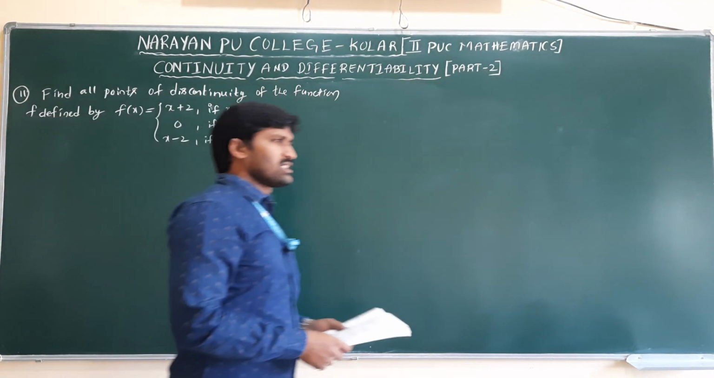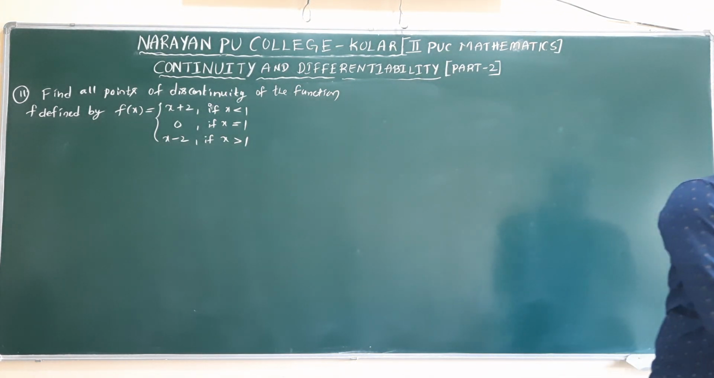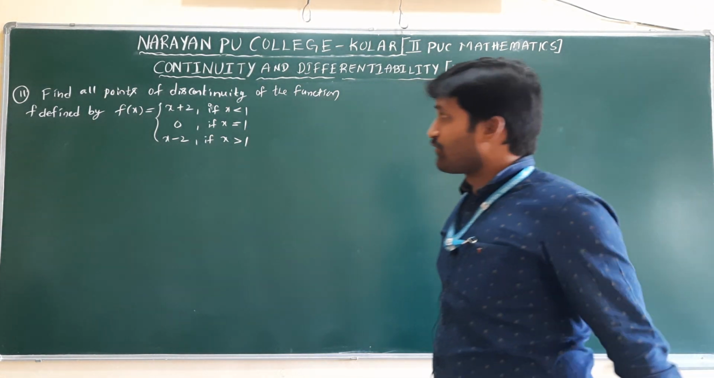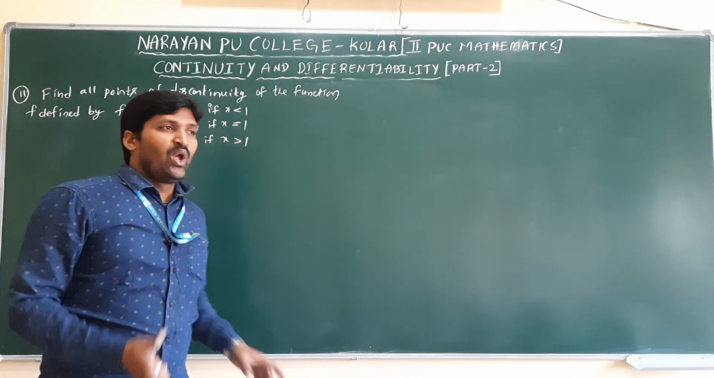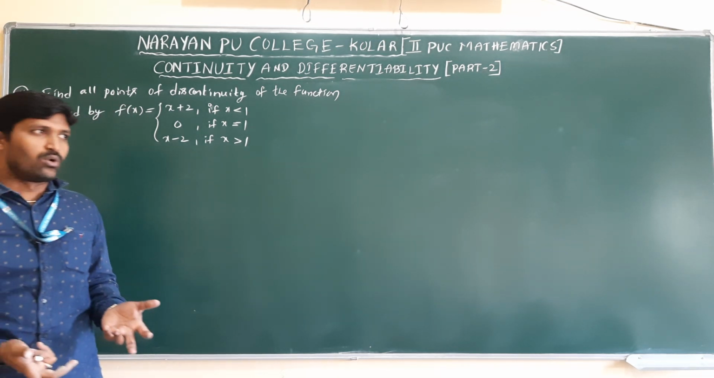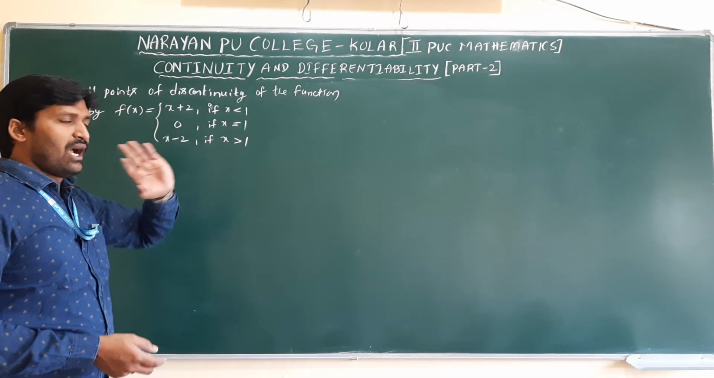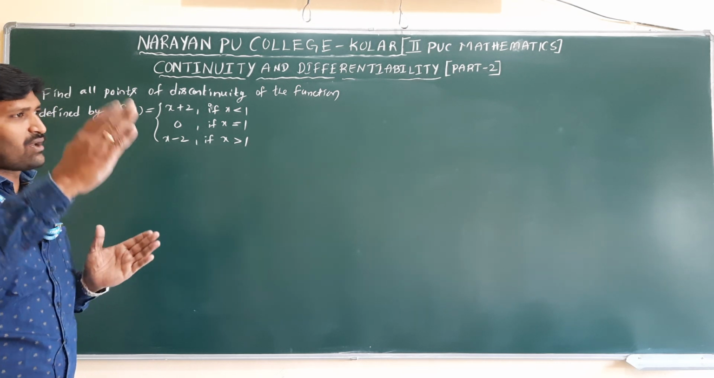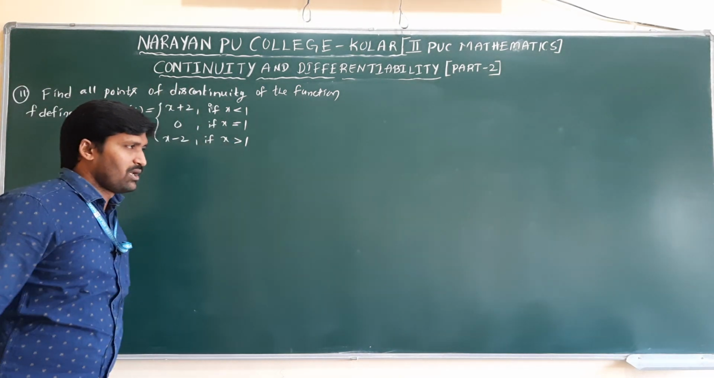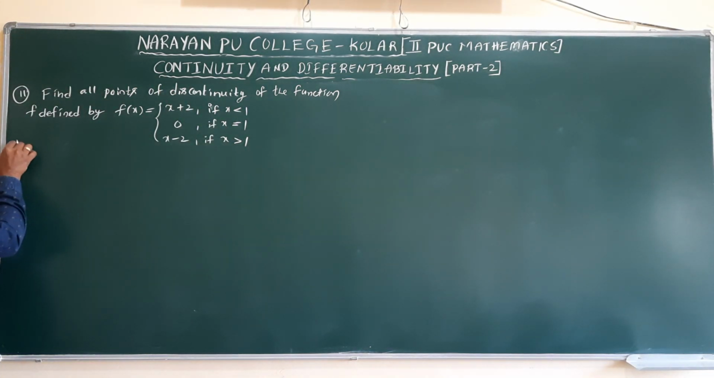Here also they did not mention the point, but they gave conditions. We need to find all points of discontinuity. Where the discontinuity will come, we don't know. That's why we need to check at values less than 1, at values greater than 1, and at the point 1. Here also there are 3 cases. By discussing these we can identify where the function is discontinuous.